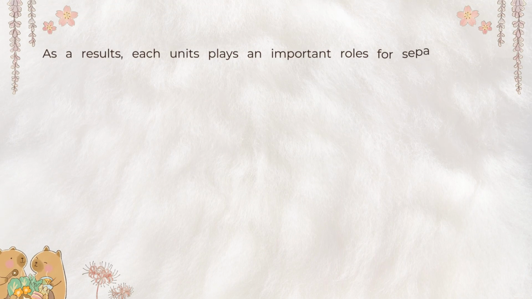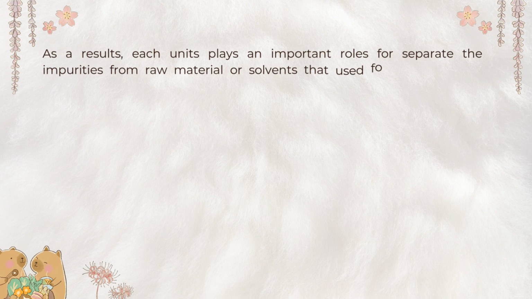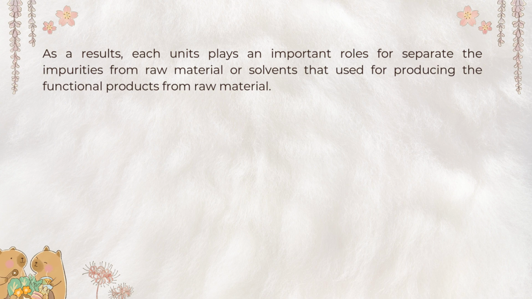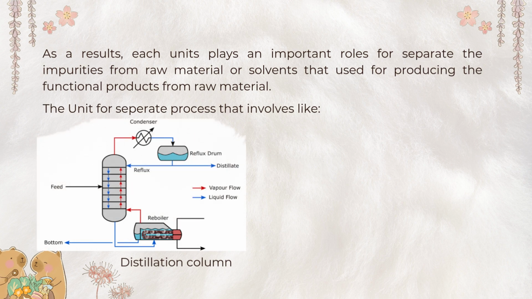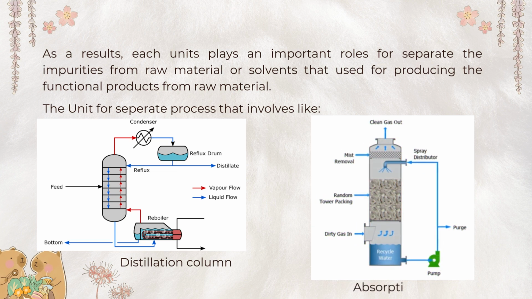As a result, each unit operation plays an important role in separating the impurities from raw materials or solvents that we use in producing the functional products from raw materials. There were several examples of separating units involved, like distillation columns, absorption towers, humidification towers, and so on.